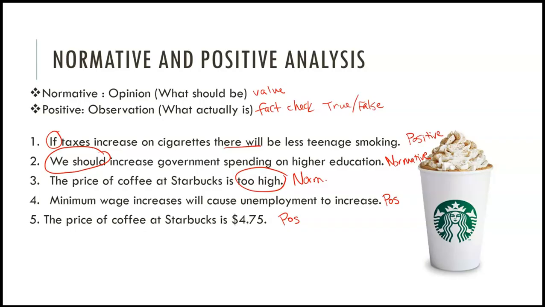So positive analysis and observation is something that we can check, something that we can measure, something that we can say is true or false. Normative is going to be a value judgment, an opinion, what an individual person thinks should be happening. That's going to be the end of this video for today.